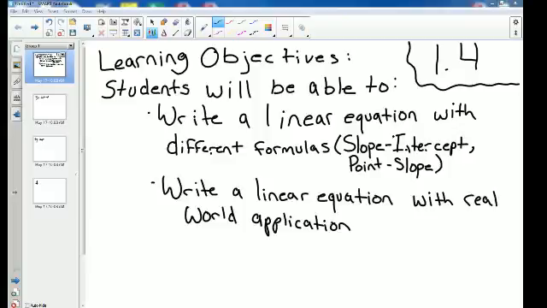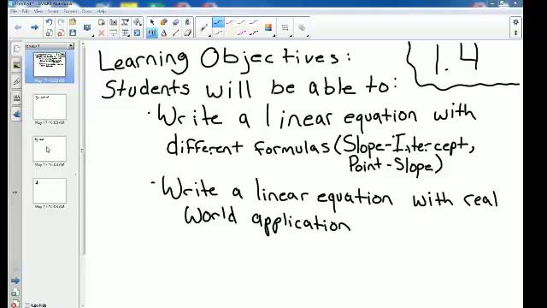Learning about chapter 1.4, which is writing linear equations. Some learning objectives are: students will be able to write a linear equation with different formulas. We'll be going over slope-intercept and point-slope forms. Students will also be able to write a linear equation with real-world application. That just means you'd be able to look at a prompt and say, oh, that's what that means.